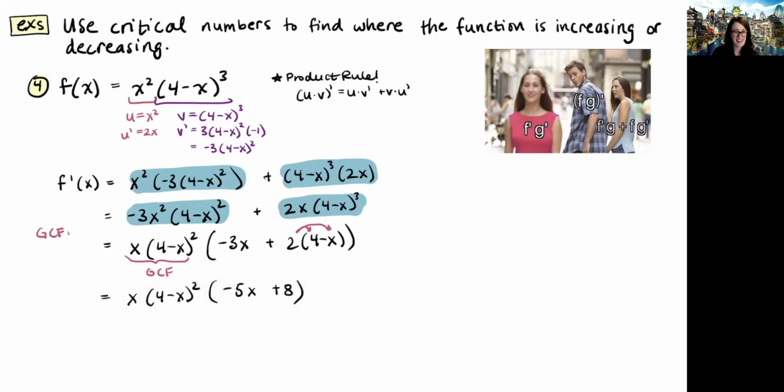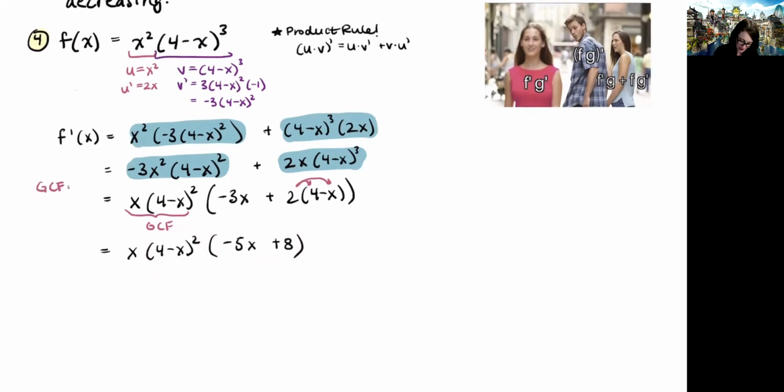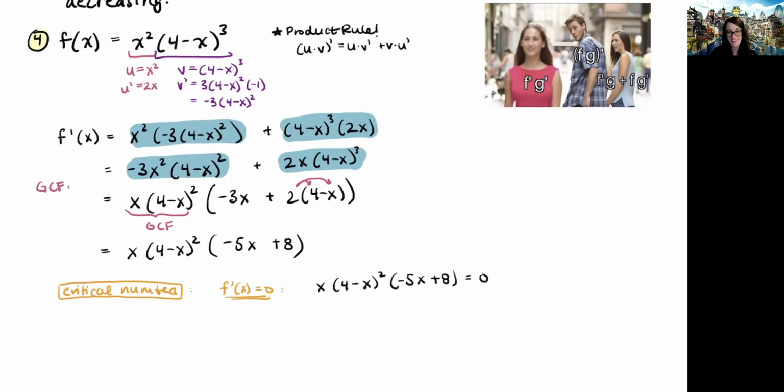So now we want to set this thing equal to 0 to try to find our critical numbers. Okay, so f prime of x equals 0. All right, we're going to set the entire derivative equal to 0. We did all of the hard work already.